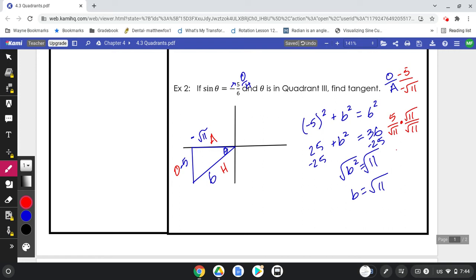If we go across the top, we'll get 5 square root of 11. Across the bottom, square root of 11 times square root of 11 becomes 11. Remember, once again, I can do this because square root of 11 over square root of 11 is just 1. I'm just multiplying it by 1, but now it looks different. And here is our final answer, and that would be what our tangent is for this situation.